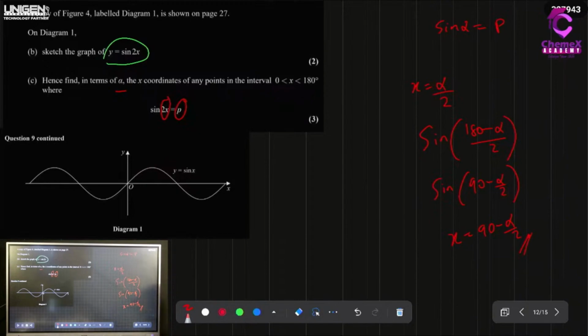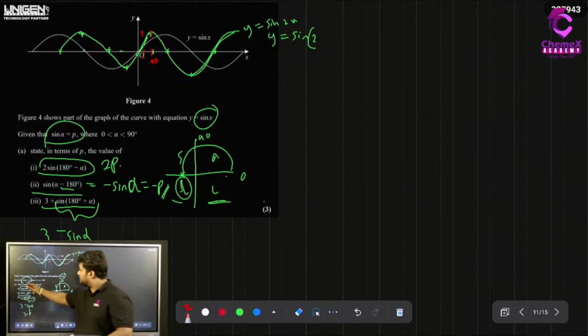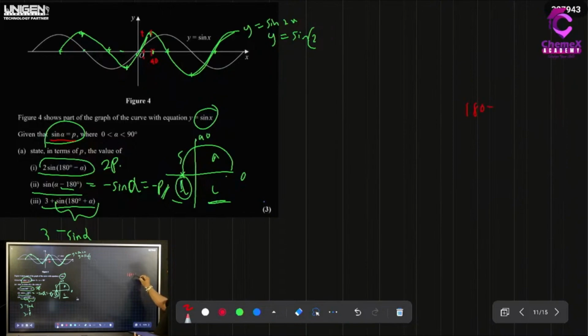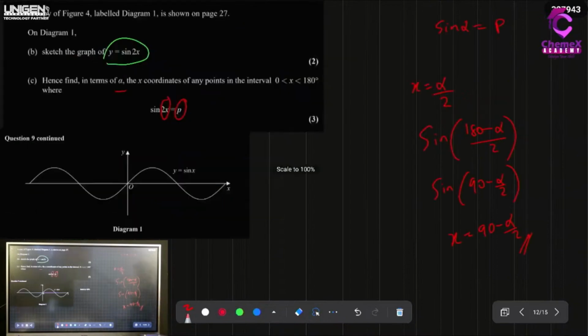Okay, let's see with that part. Before the question, they have said sine alpha equals p. So if you had sine 180 minus alpha, we said it's sine alpha. So like that, here also I use the same rule. Since x is pi over 2, 180 minus pi over 2, the entire thing, then divide it and you get x as 90 minus pi over 2.